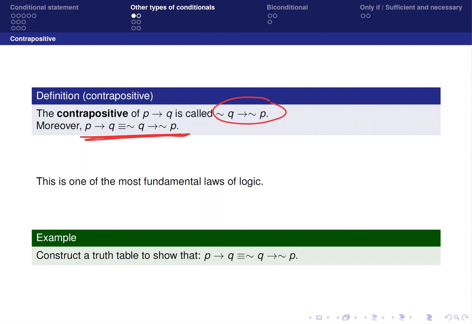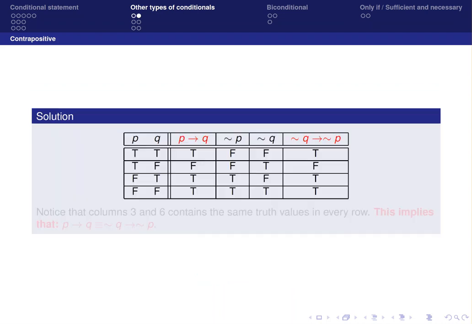First of all, how many rows? And second of all, how many columns? So we need basically 4 rows because we have two letters, P and Q. We also need a column for the implication itself. We also need a column for not Q, a column for not P, and a column for the total not Q implies not P. So this is what the table is going to look like.